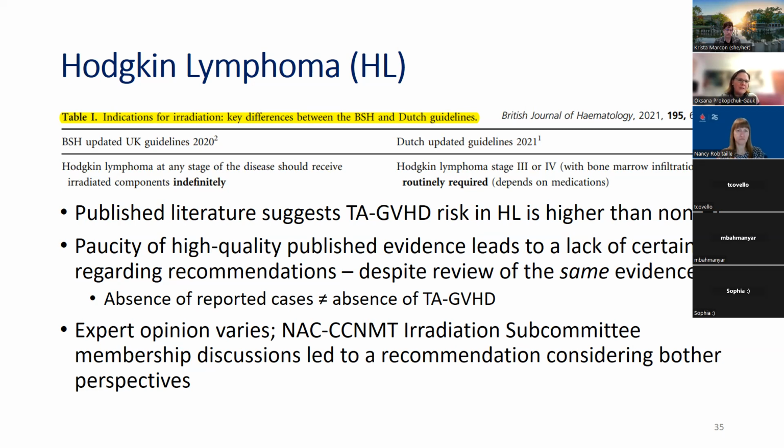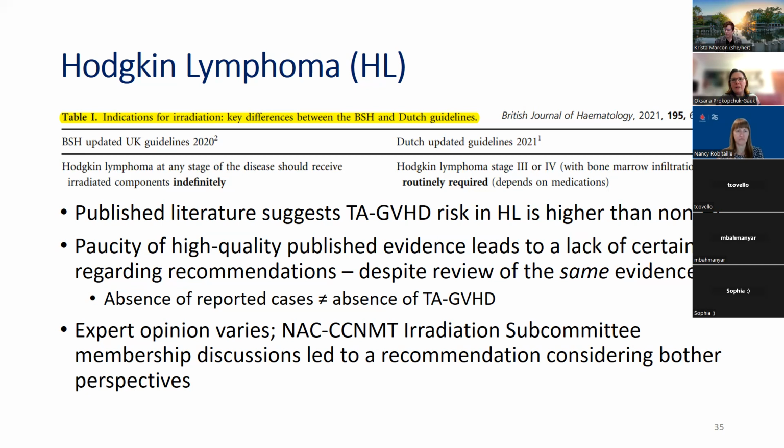So there was a discussion within this paper comparing the two guidelines that suggests that TA-GVHD in Hodgkin lymphoma is indeed higher than non-Hodgkin lymphoma, but that there's a paucity of high-quality published evidence, which ultimately leads to a lack of certainty regarding recommendations. So the British are pretty vocal in saying the absence of reported cases in the literature doesn't necessarily mean that there's an absence of TA-GVHD cases. It just means that they're not reported.